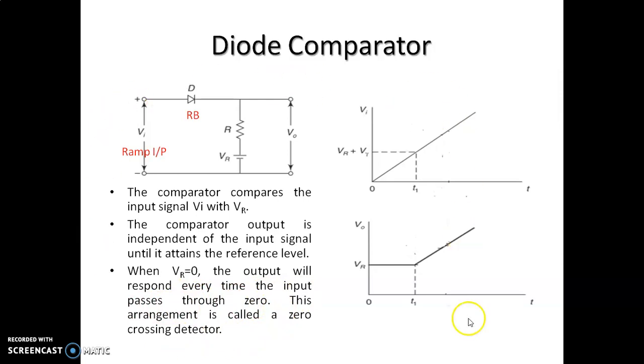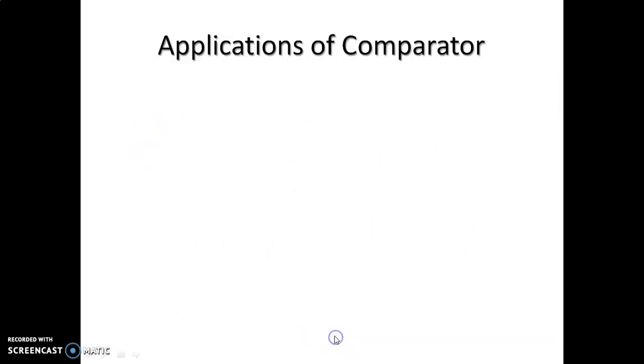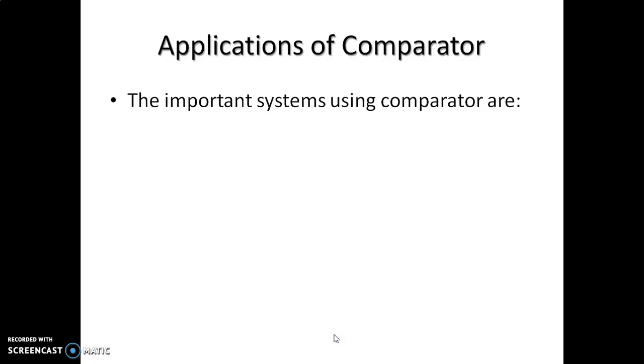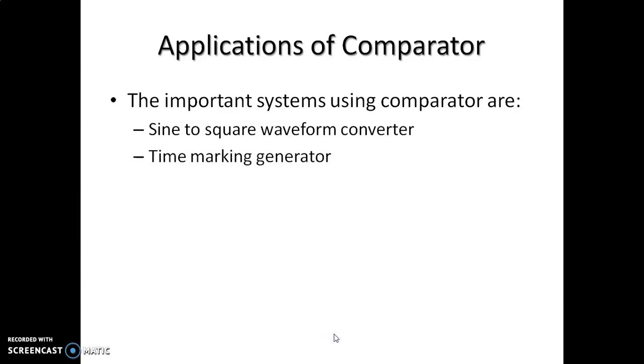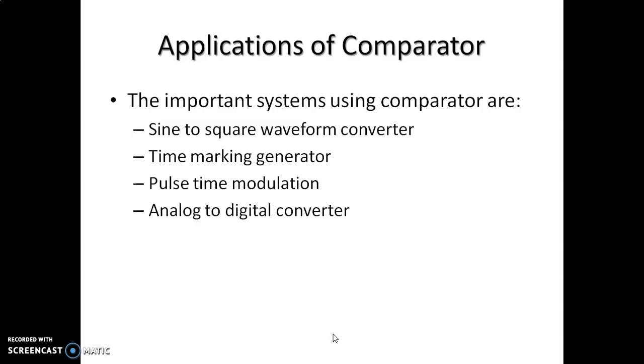Now let us conclude the working of the diode comparator. Whenever the input is lesser than the reference level, the output will be at VR. When the input level becomes higher than VR, the output follows the input. Applications of the comparator: the important systems using comparators are sine to square waveform converter, time marking generator, pulse time modulation, and analog to digital converter.